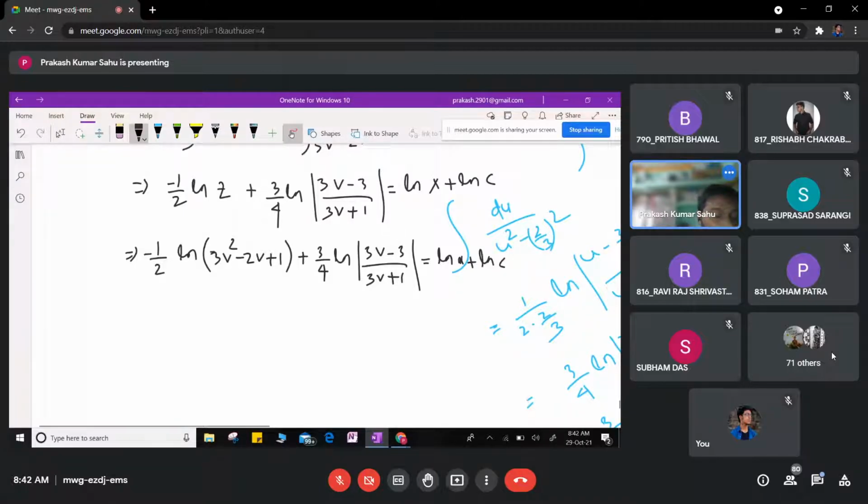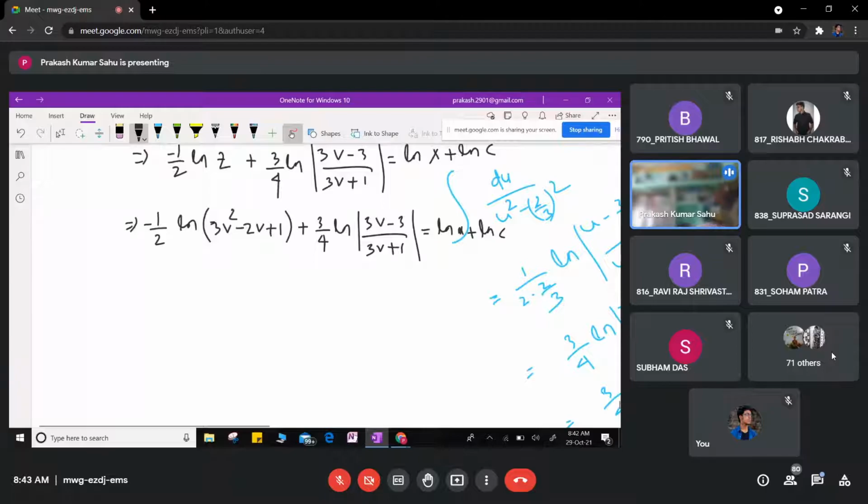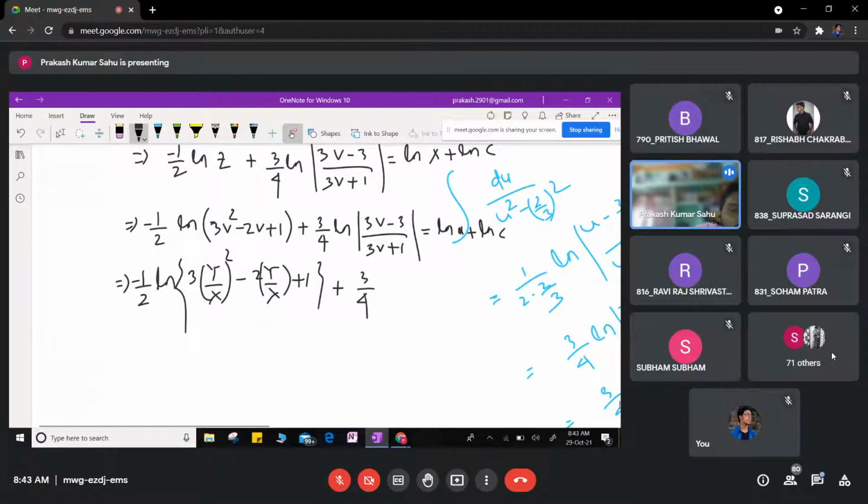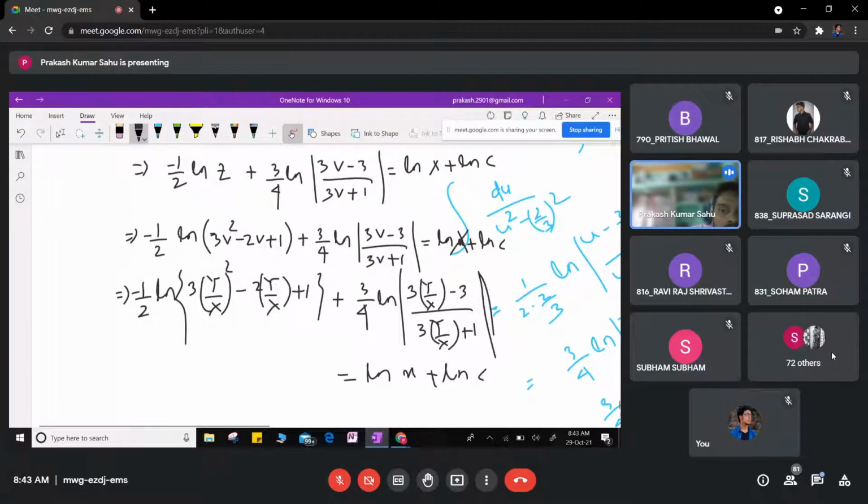but in terms of v, but what is your v, v का वैल्यू क्या है, this is Y by X, so this is ln 3 capital Y by X square minus 2 capital Y by X plus 1 plus this is 3/4 ln, this is 3 capital Y by X minus 3 divided by capital Y by X plus 1, okay, is equal to ln x plus ln c. Sorry, this is capital X, not small x.